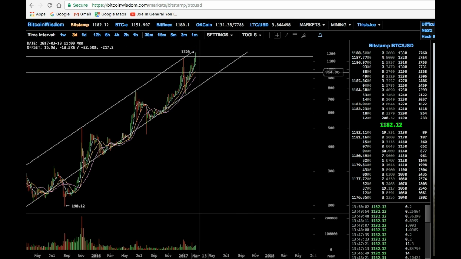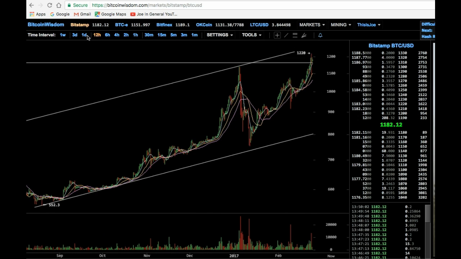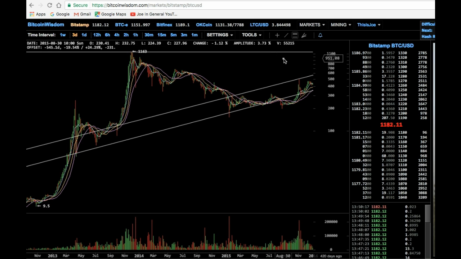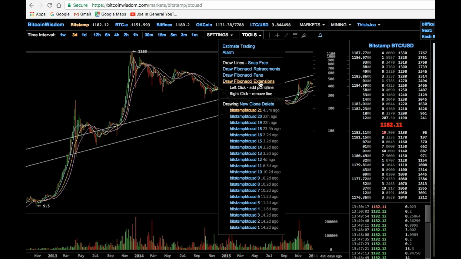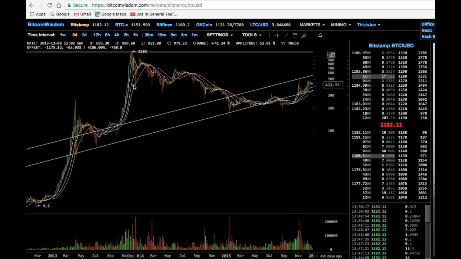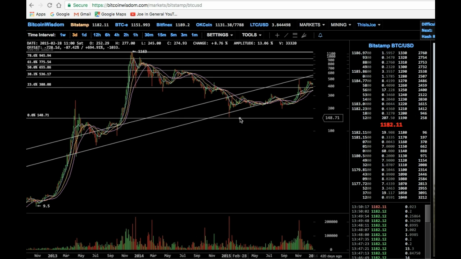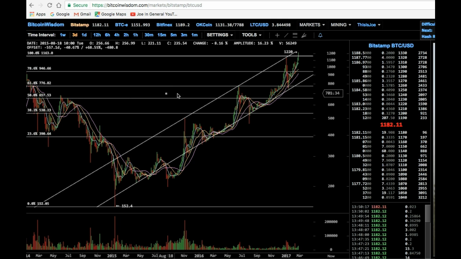So what I will do is take the previous high of 1,163, and I need the Fibonacci extension. Now, this is the Bitcoin Wisdom Fibonacci extension tool, but we might also do some separate calculations ourselves. 1,161.70, that's close enough. So we take the high and we take the recent big low of $152. That's close enough. And now we have some Fibonacci lines.